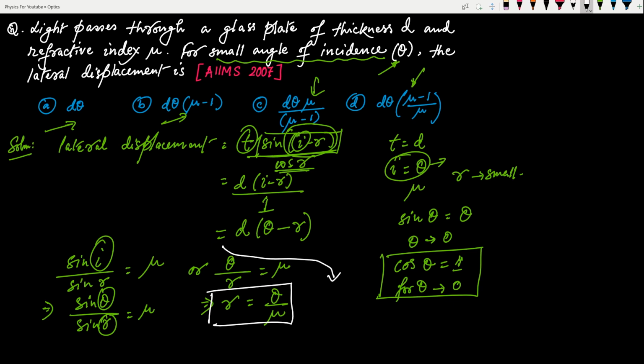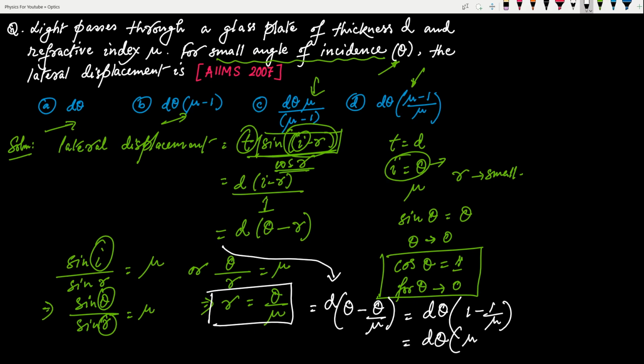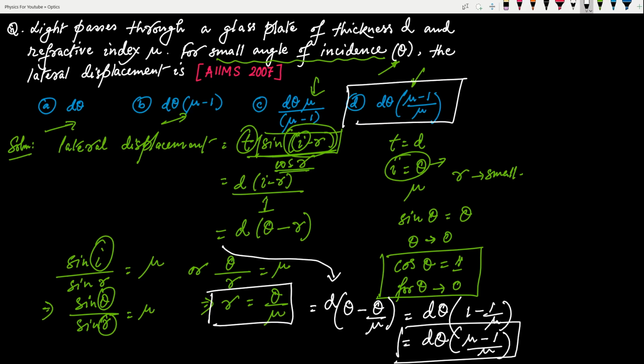We can write from here that lateral displacement will be d times (theta minus theta by mu). Now if we solve this, we will get d theta times (1 minus 1 by mu). Again, if you solve this, we will get d theta (mu minus 1) by mu. So this is our answer. This is the lateral displacement, and if you look into the options, then option 4 is the answer here. So simple, just use the formula.